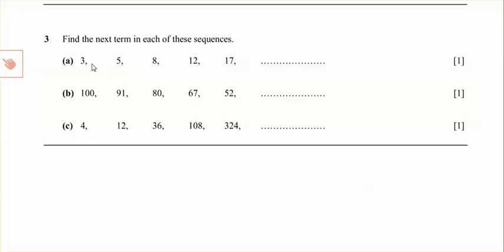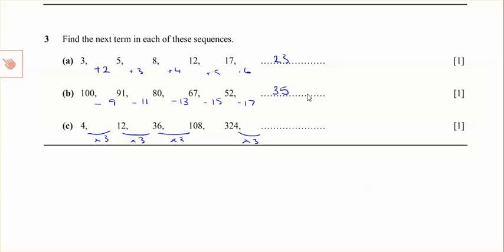Terms of sequence. What is it? Add 2, add 3, add 4, add 5, add 6, 23. Minus 9, minus 11, minus 13, minus 15, minus 17 makes... this one times 3, times 3. You just have to be able to do times 3. Which is difficult for some people, apparently. 972. Okay.